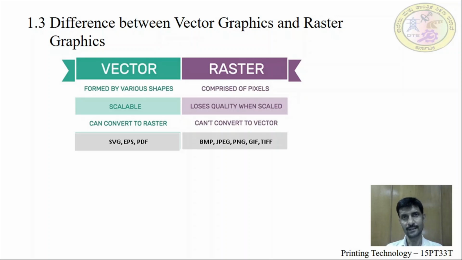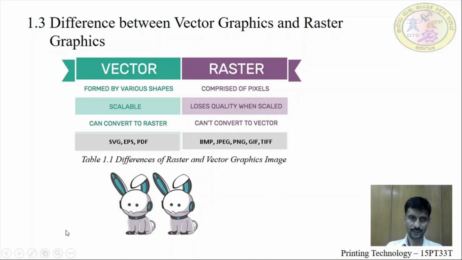Vector graphics can be converted to raster graphics, but raster graphics cannot be converted to vector graphics. This is the disadvantage. The vector graphics file formats commonly used are .svg, .pdf, .eps. The raster graphics formats commonly used are .bmp, .jpeg, .png, .zip or sometimes .stk files.